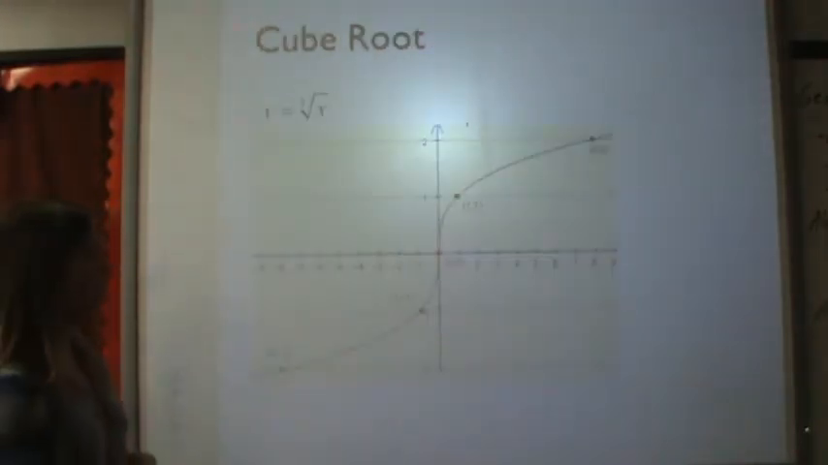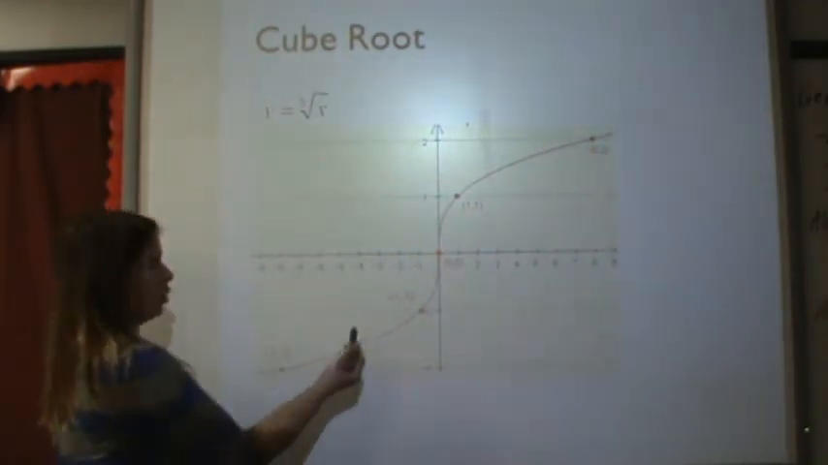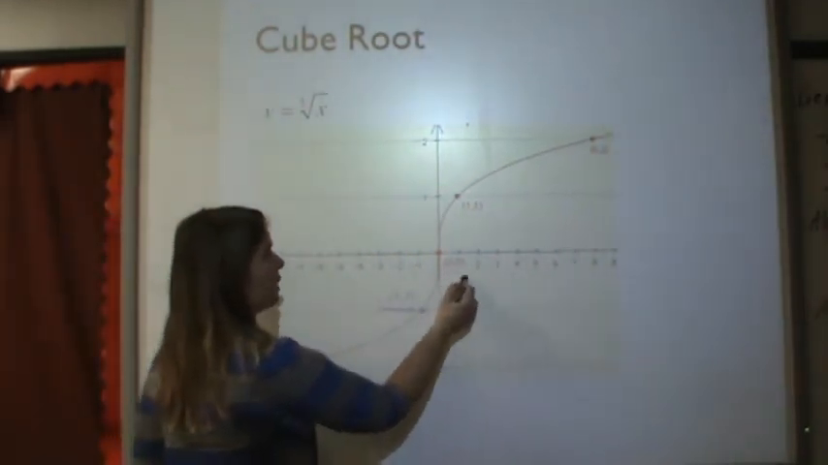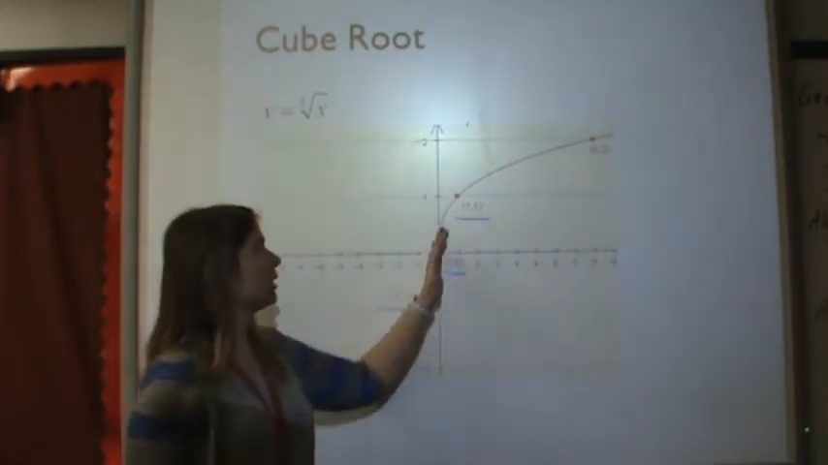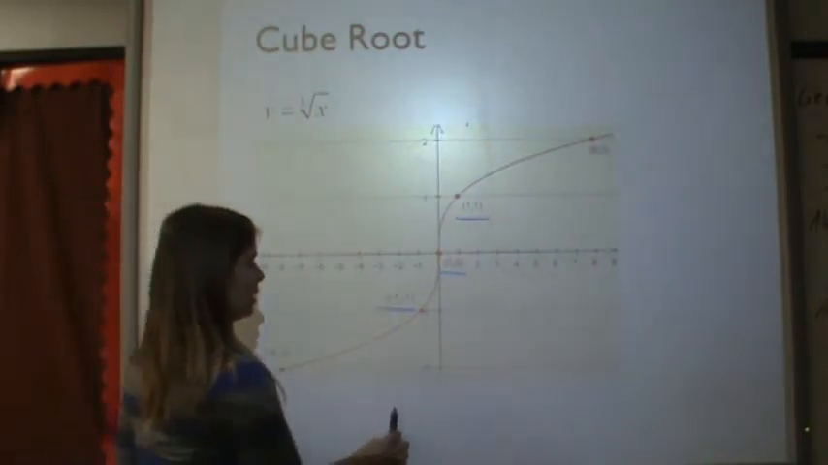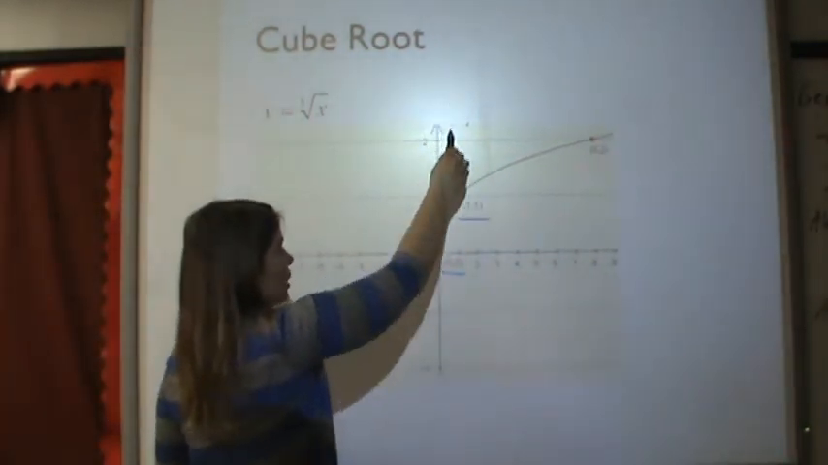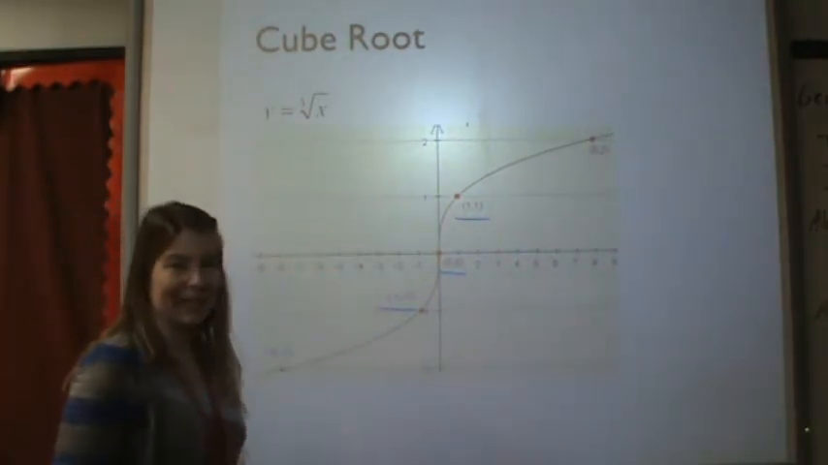Last one is a cube root. Your parent points on this one are the same as a cubic, where it's -1, -1, 0, 0, and 1, 1. But in this case, we connect it with what we call an S curve. So where your cubic was going down and then curving this direction, pointing up, your cube root is going the opposite direction and making an S.